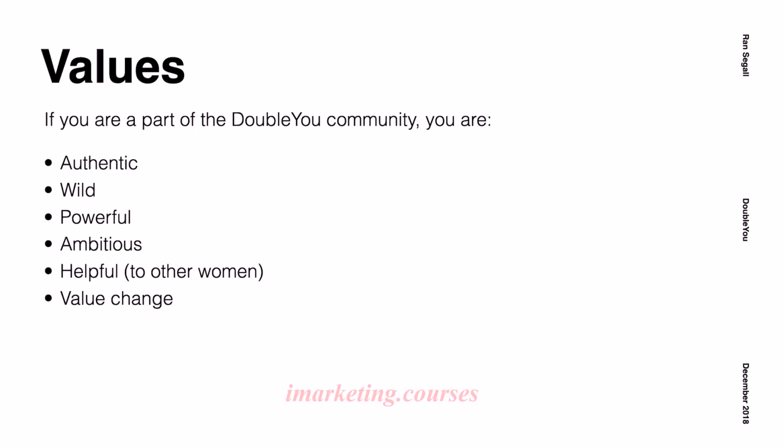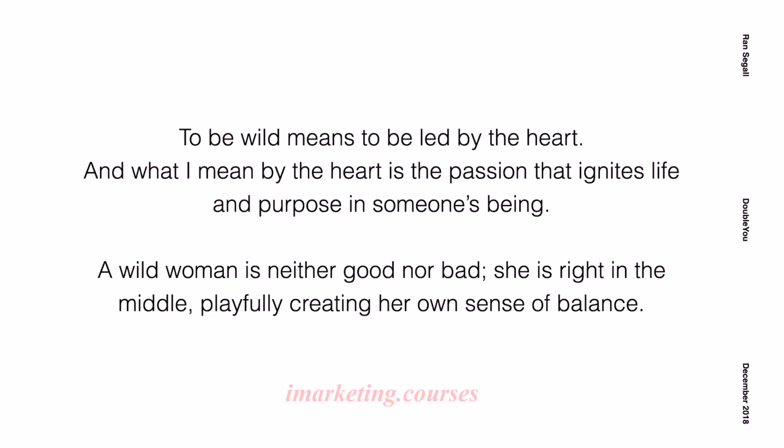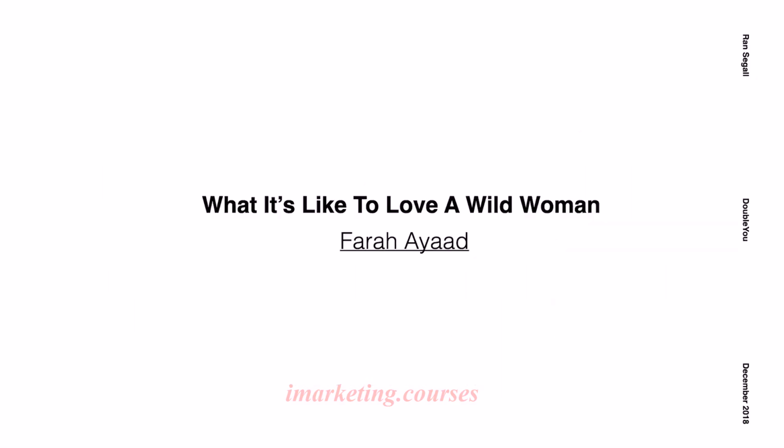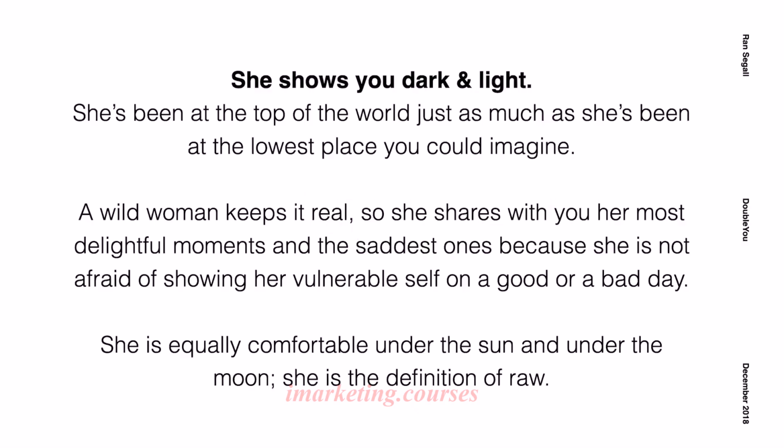All right, the second issue was around authenticity, and they were talking about values. What are the different values if you're in their community? I saw something that really repeats itself out of all the different things that they were talking about: being wild. And I found a poem. I'm not going to read it all to you, but I think it's called What It's Like to Love a Wild Woman. In it, it was talking about combining this darkness and lightness, which is the conflict in authenticity. This is what they were talking about.